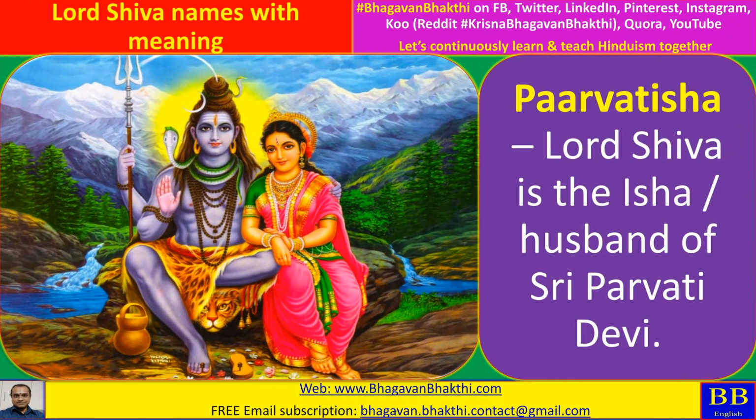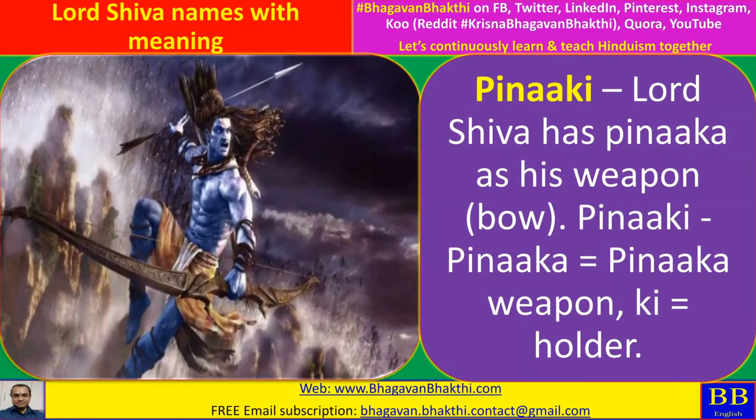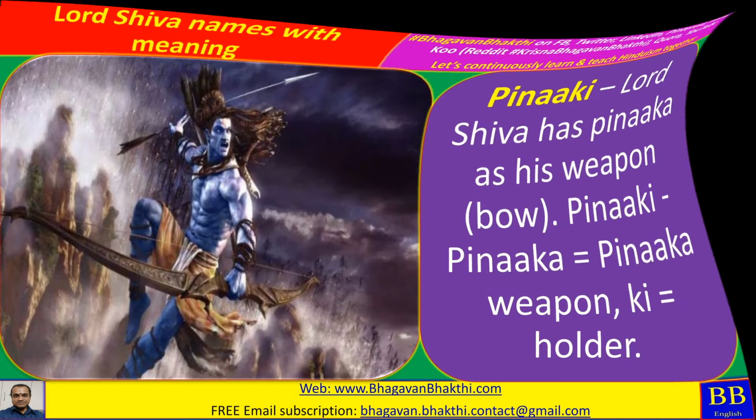The next name of Lord Shiva is called Parvatisha. Lord Shiva is the Isha, or the husband, of Goddess Parvati Devi. That's why Lord Shiva is called Parvatisha. Another name of Lord Shiva is called Pinaki. Lord Shiva has a bow called Pinaka in his hand. That's why Lord Shiva is called Pinaki, because he holds the Pinaka bow in his hand.